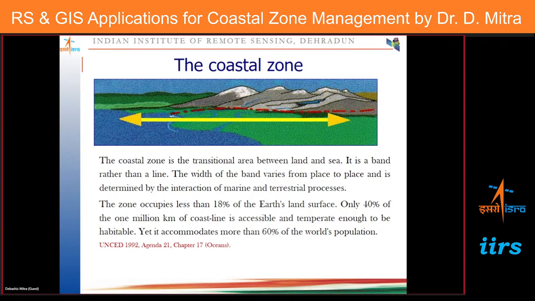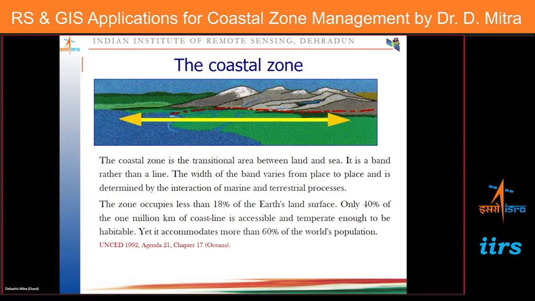Coastal zone is a transitional area between land and the sea. In the picture, if you see that yellow line, it is a part of the land and a part of the sea. So it is the transitional area between land and the sea. On the coastal zone there is the effect of the land terrestrial processes, and also the effect of the ocean. So it is a band rather than a line.